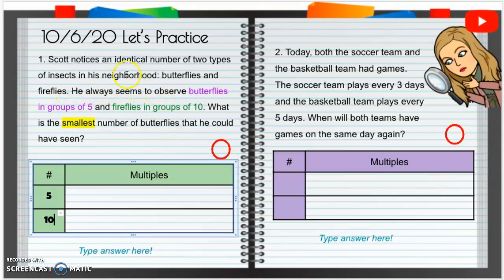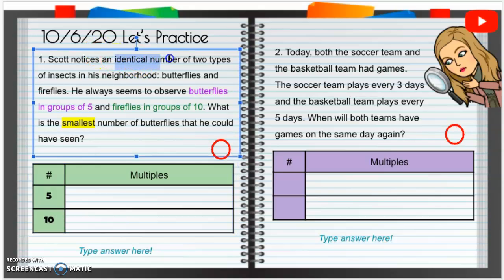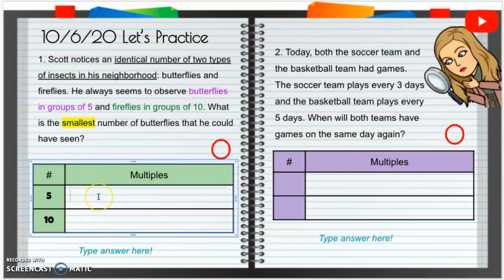fireflies. Now, remember, it said there's an identical number of 2 types of insects. So there's an identical number. That means they're the same numbers. So that means it can't just be 5 butterflies because there's more fireflies that he sees in another group. So we need to figure out what's the smallest number that he could see. All right, so let's find our multiples of 5.